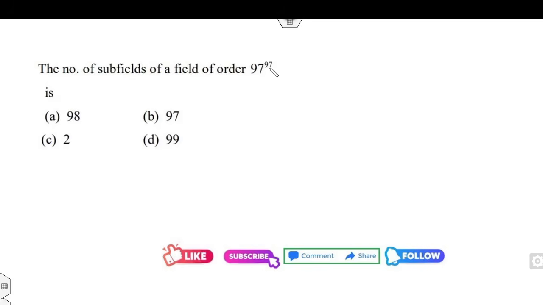Number of subfields of order p to the power 97. Check whether 97 is a prime or not. Yes, so you can see tau of 97. This is a power. Since 97 is a prime number, the power is 1. So what is the tau of 1? It is 1 plus 1, that's 2, my right answer.